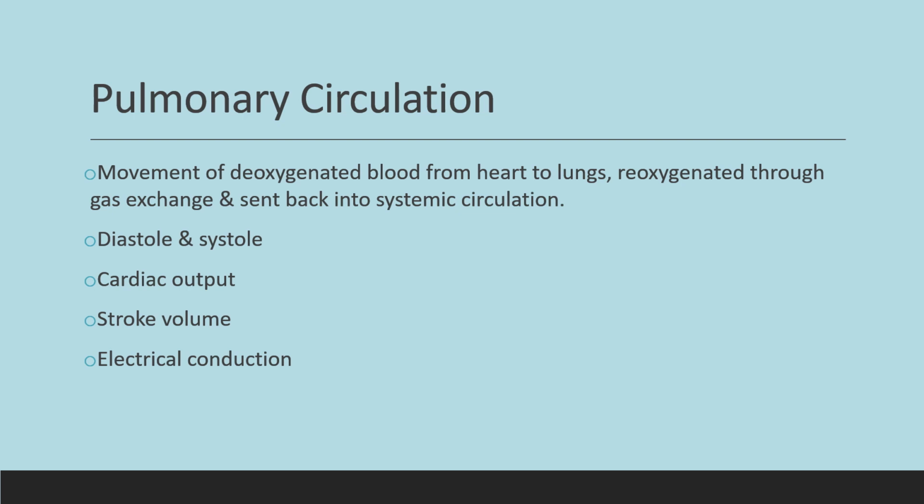During diastole, the mitral and tricuspid valves permit the blood to flow from the atria into the relaxed ventricles. During systole, the mitral and tricuspid valves close, then the aortic and pulmonic valves open.